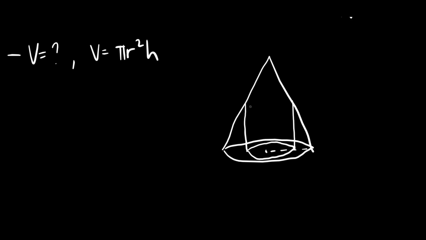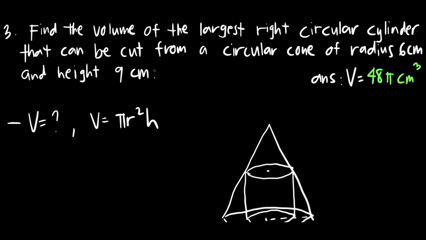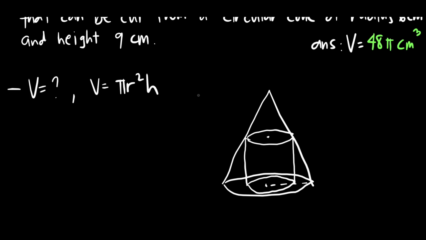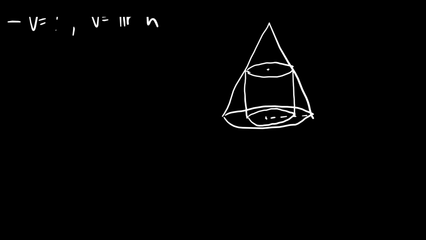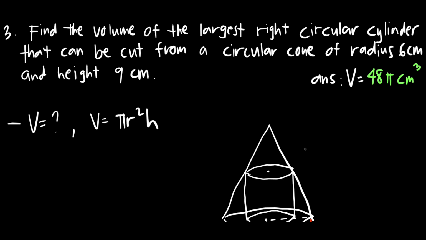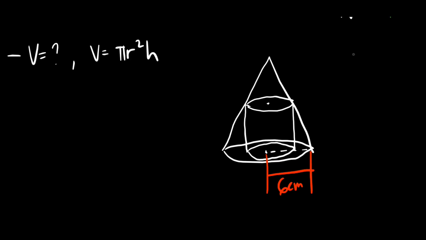So after this one, we are tasked to find the volume, right? So we'll denote that the radius of the cone is 6 centimeters. So the radius of this one is 6 centimeters, and the height of the cone is 9 centimeters. So this is 9 centimeters.